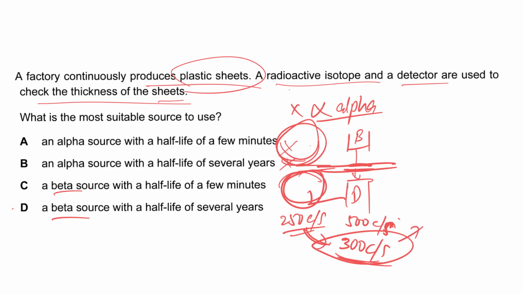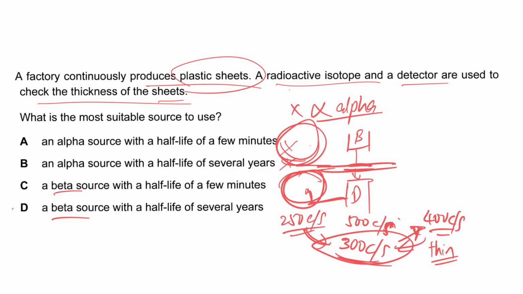Likewise, if the figure goes to, let's say, 400 counts per second, that gives you a hint that you're receiving more beta. That means it's too thin already. So it sends a signal to reduce the pressure so that the thickness goes back to the requirement. So the reading will go back to 300. Okay, so that's how it works.